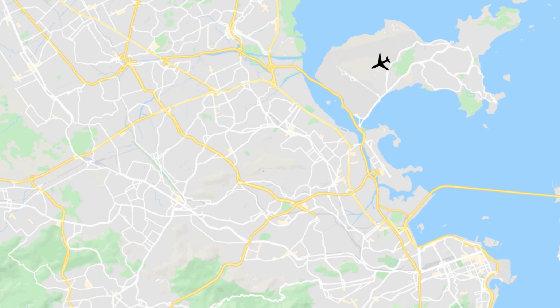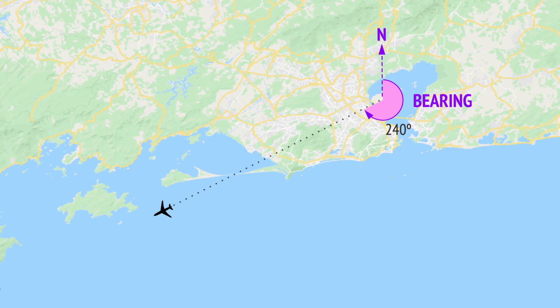This problem also arises in the context of navigation involving bearings, like this plane flying away from an airport. We can use the plane's bearing and distance traveled to draw a right-angled triangle, which we can then use to calculate how far west of the airport the plane is.